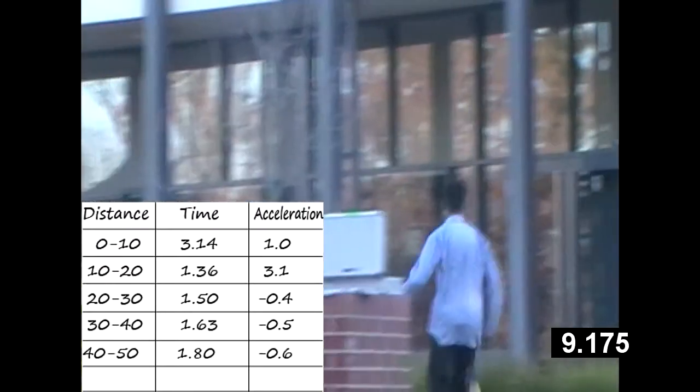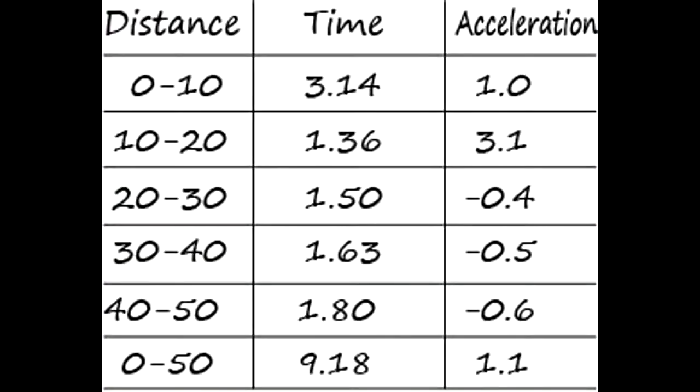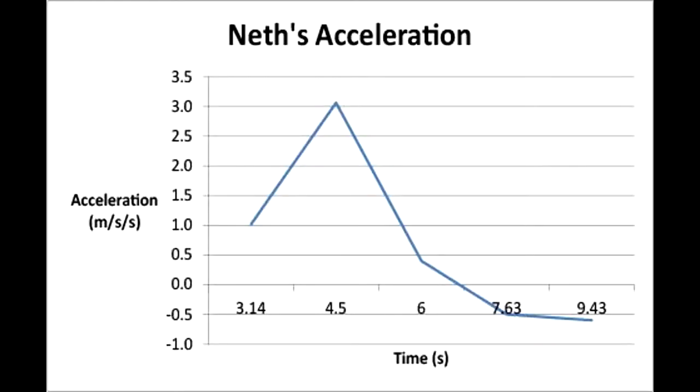Now we have this table of results, we can analyse Neth's running, where and why his acceleration peaked, and his total average acceleration. It is clear from this graph that Neth's acceleration was greatest when he was between 10 and 20 metres, but towards the end he clearly got tired and began to slow down, where acceleration is negative.